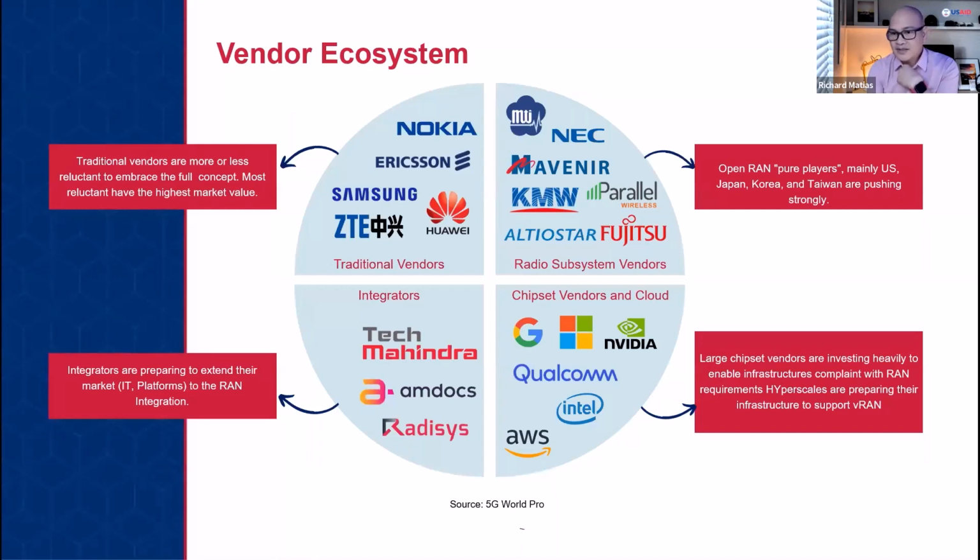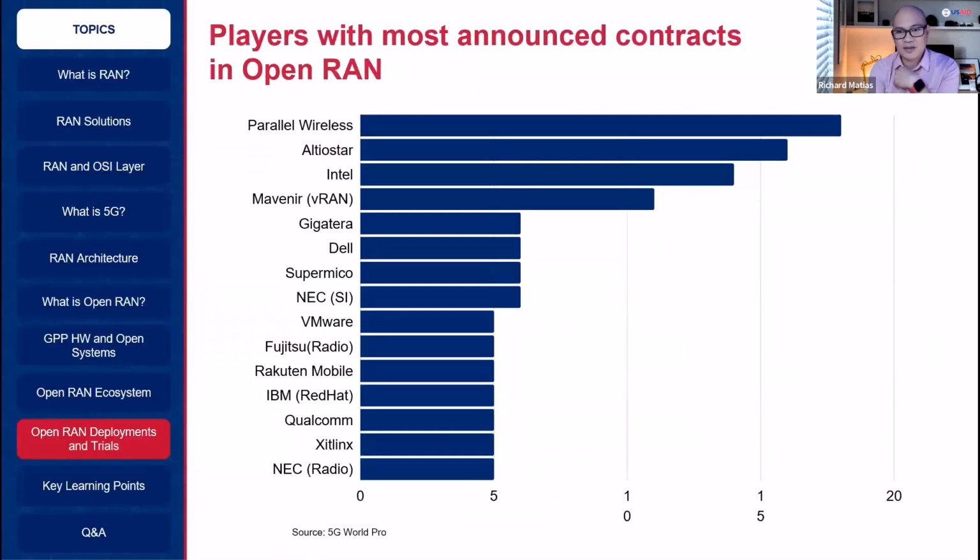And I think that's it, no? For deployment natin, no? So in terms of the deployment, pinakamarami ngayon na may contract si Parallel Wireless at si Altiostar. Yan. So yung iba is ito na, no? Yan. Okay, so I think that's it.